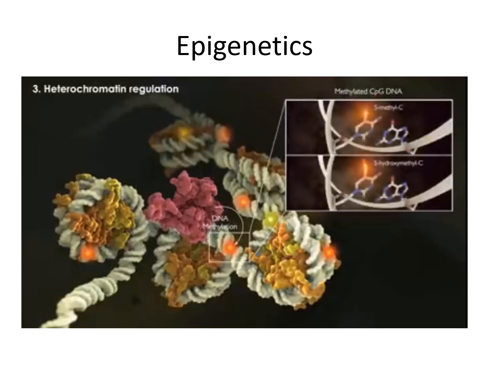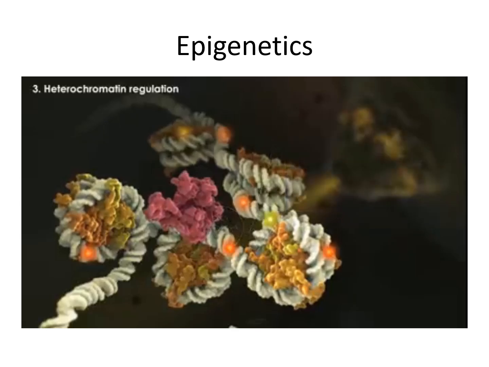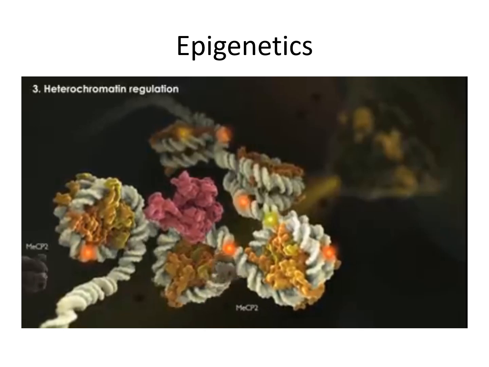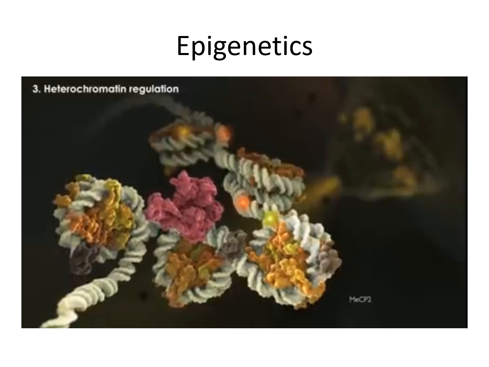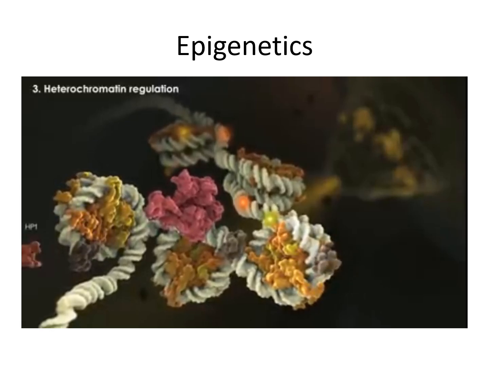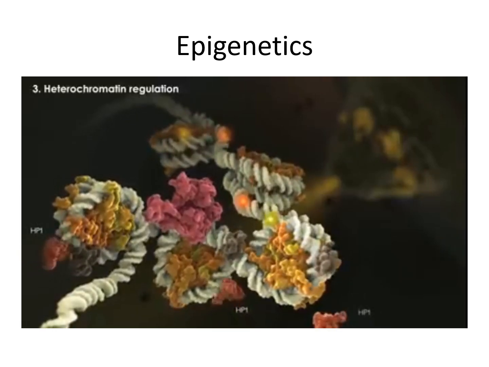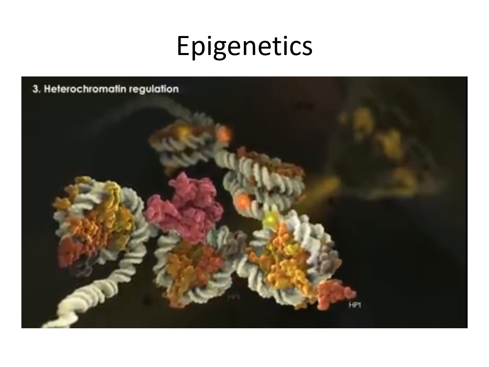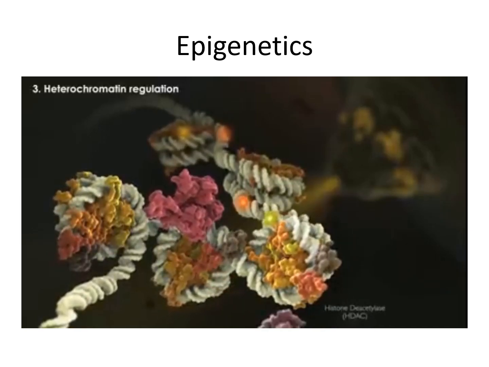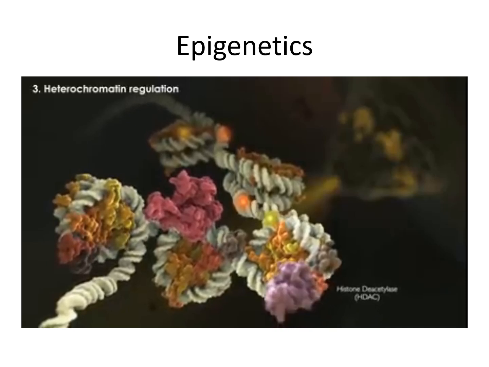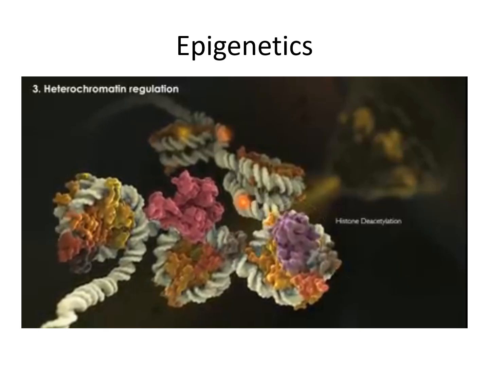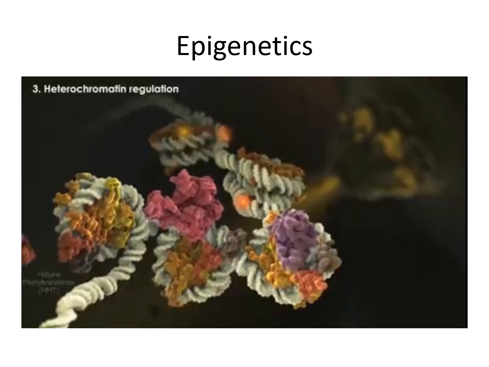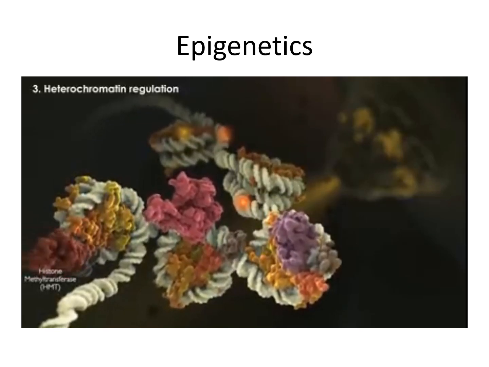Methylation of cytosine bases in regions called CpG islands is a hallmark of transcriptionally repressed heterochromatin. These methylated cytosines in turn recruit proteins like MeCP2, methyl-CpG binding protein 2, and HP1, heterochromatin protein 1. These proteins are thought to maintain a repressive state of chromatin by inducing histone deacetylation by HDACs, as well as histone tail methylation by histone methyltransferase enzymes.